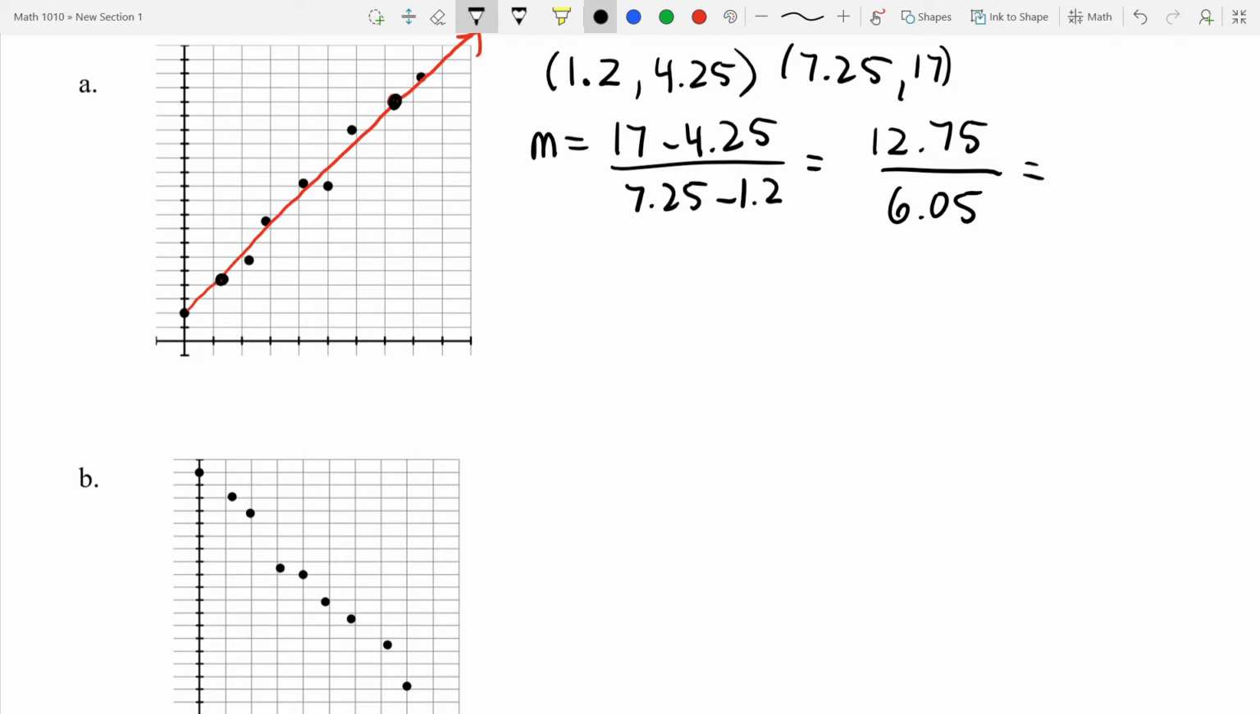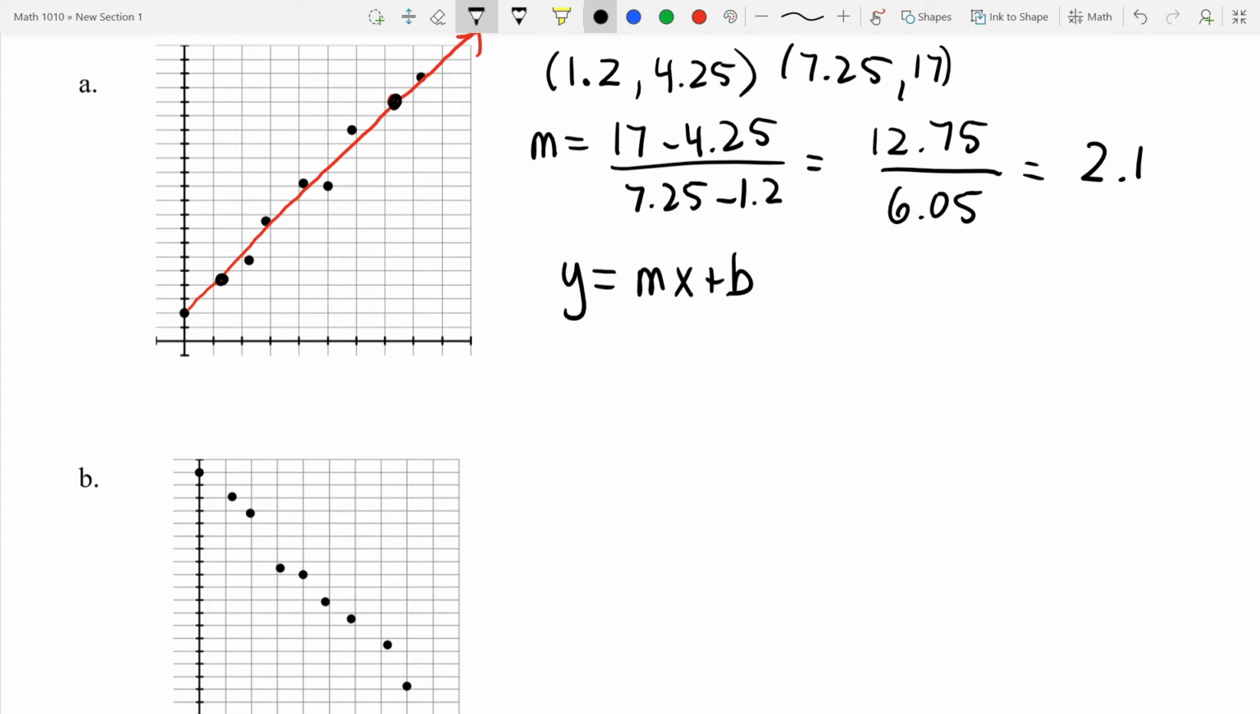I want you to write it as a decimal, okay? So everybody go 12.75 divided by 6.05, and you get 2.1, okay? So now remember, your equation is y equals mx plus b.